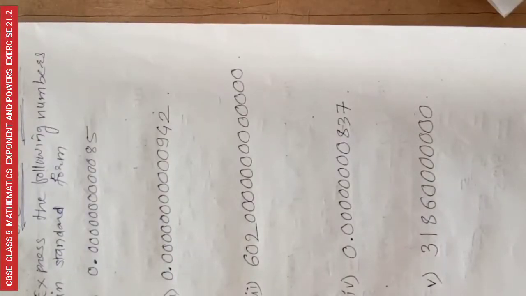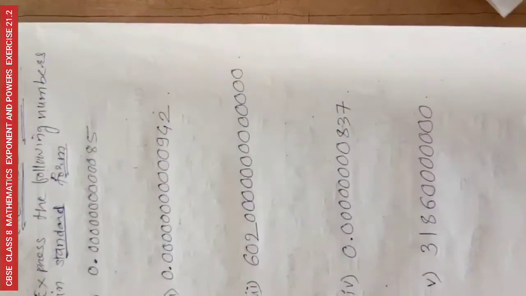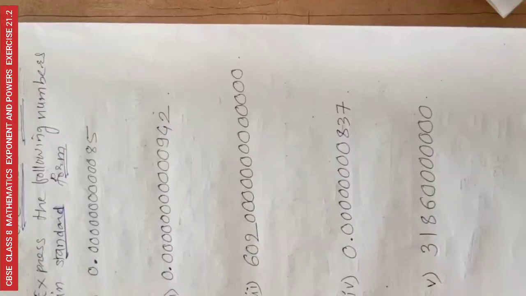dear students, now our exercise is 12.2 and question number 1 is given. Express the following numbers in standard form. All these numbers are given in usual form. So our question is to write the usual form into the standard form. Standard form means writing the number in the short form. Some numbers are very large and some numbers are very small. So the question is standard form, that is, the short form.